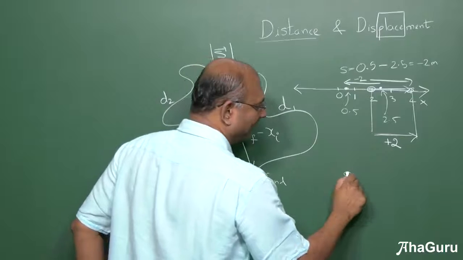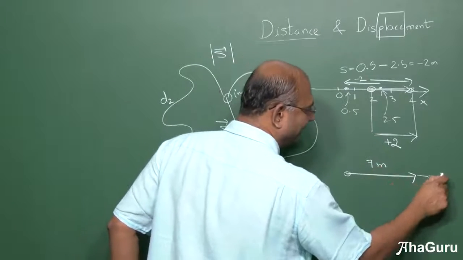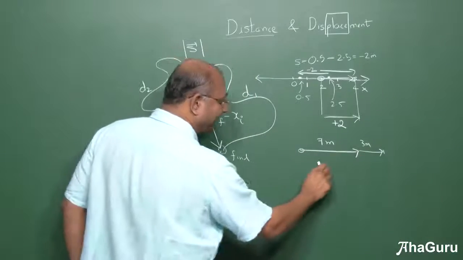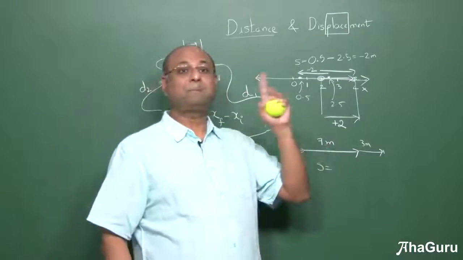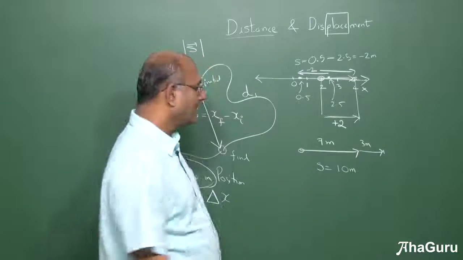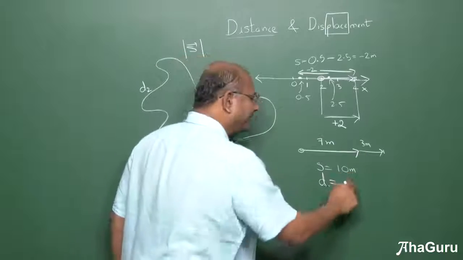So let us try to calculate. If I went 7 meters like this and then I went 3 meters like that in the same direction, what is my displacement? 7 plus 3, 10 meters. What is my distance? 10 meters.